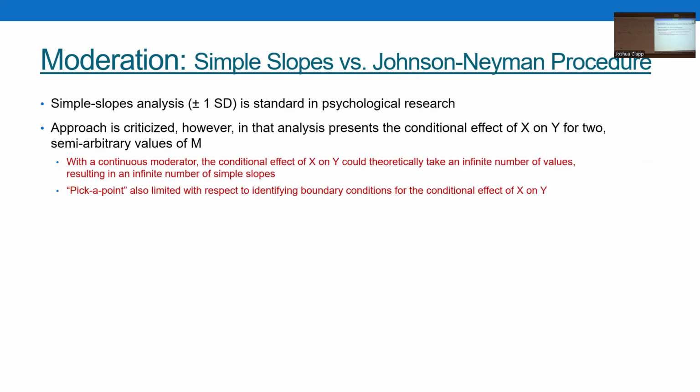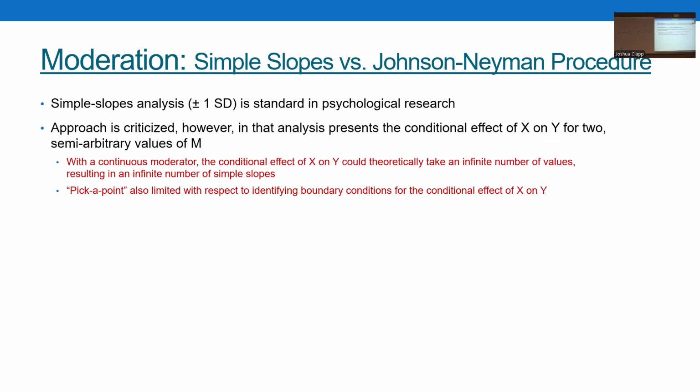Also, if I start to increase the value of my moderator, so let's say I've got this, these are my simple slopes. As I increase the value of my moderator to 2 standard deviations, 3 standard deviations, what happens to my simple slopes? They start getting farther and farther apart. I can start to mess with stuff and make things look bigger than they are, based on the values I'm setting in my moderator.